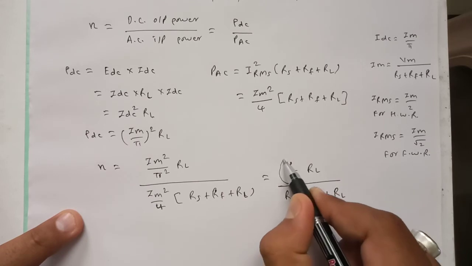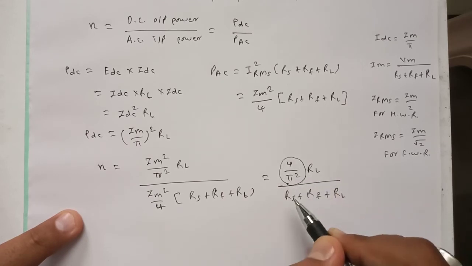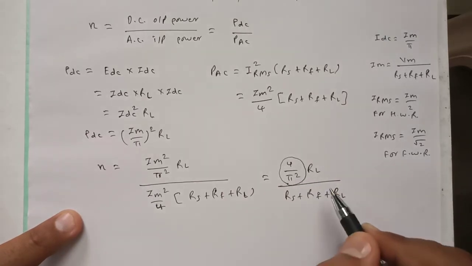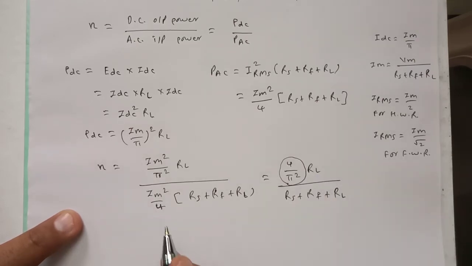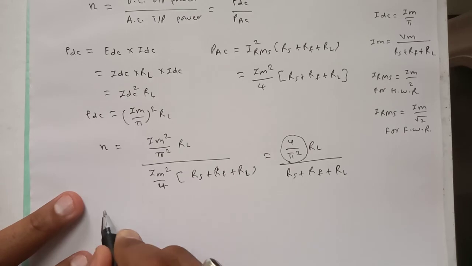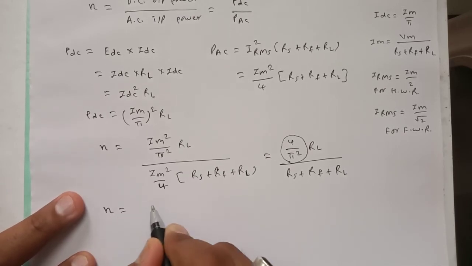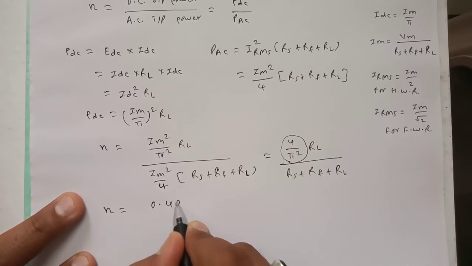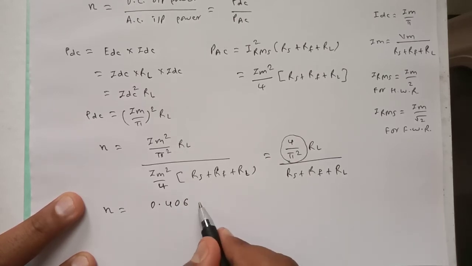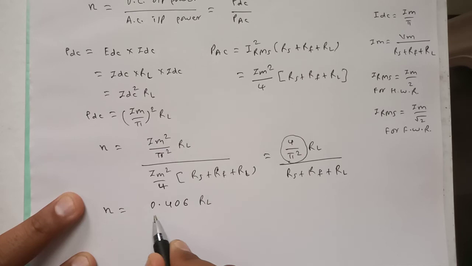Solving this further, 4 divided by pi squared gives a value, and that value comes to be 0.406. So in that way, the equation for efficiency now becomes 0.406 multiplied by RL and divided by Rs plus Rf plus RL.